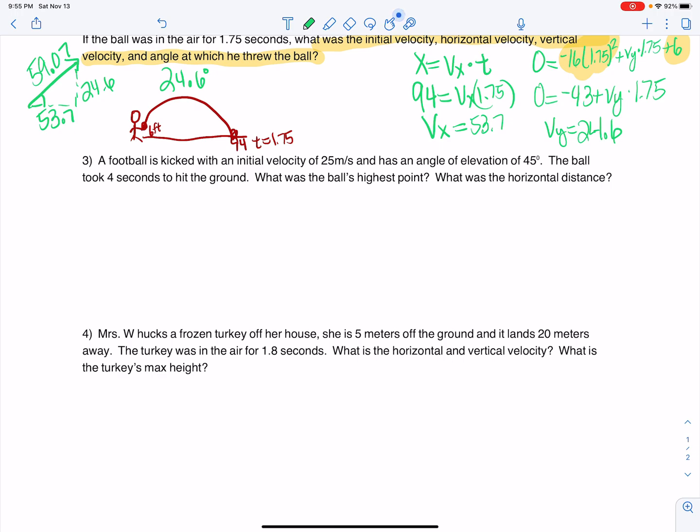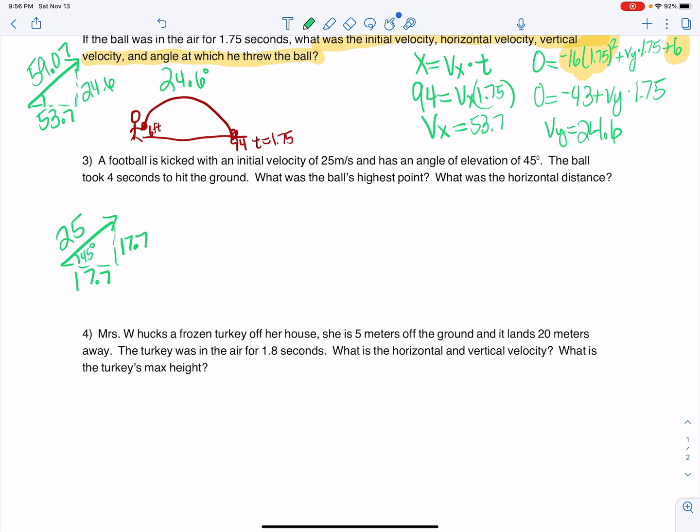A football is kicked with an initial velocity, so you do know some stuff on the velocity triangle. You know it's kicked at 25 meters per second at 45 degrees. So I can do my whole 25 sine of 45 and 25 cosine of 45, and you should get the same answer, 17.7. It's okay if you rounded it differently.